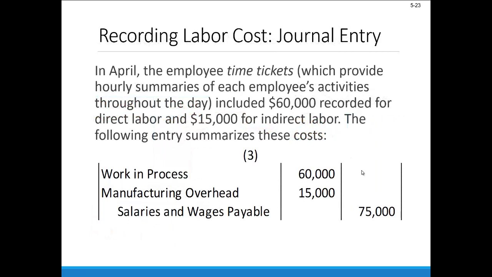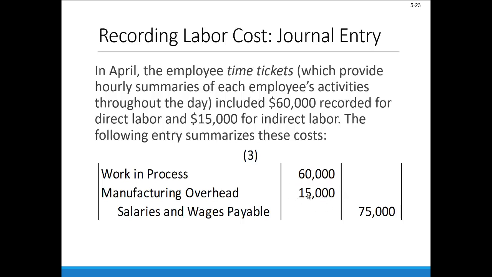Okay, next up, let's assume in April employee time tickets were collected and showed $60,000 recorded for direct labor and $15,000 for indirect labor. Here's the entry we would have for those costs. So again, direct costs go directly to work in process. So we've got a debit to work in process for the $60,000 in direct labor. Then we've got a debit for the indirect labor of $15,000 poked over there to manufacturing overhead.